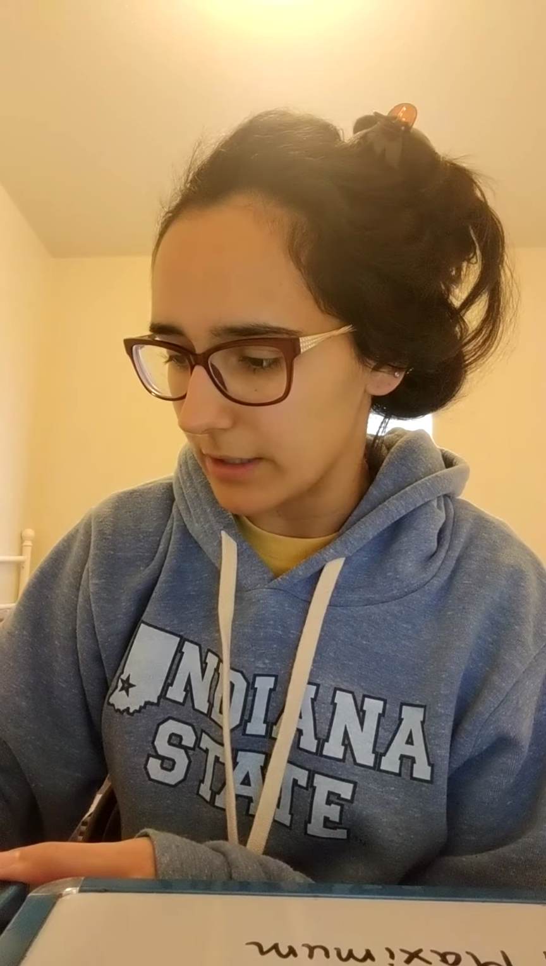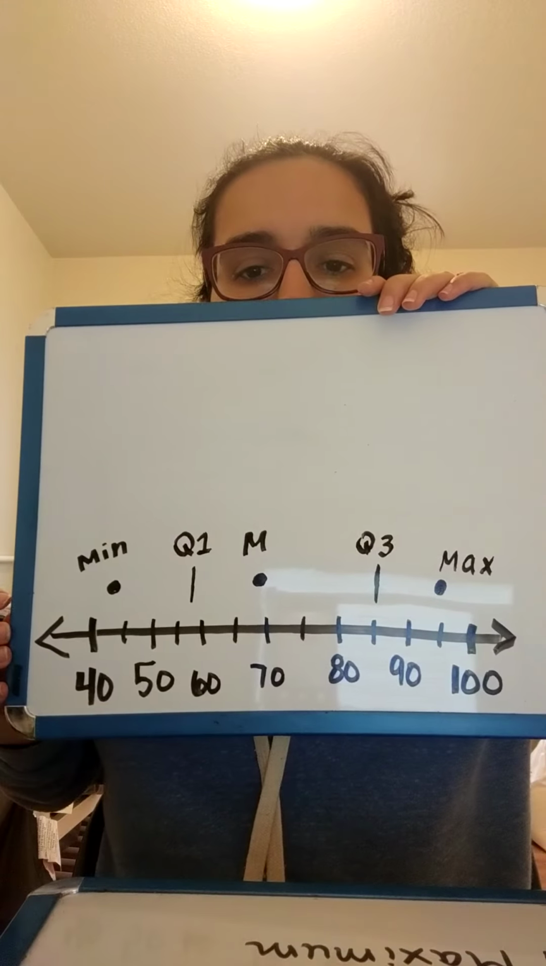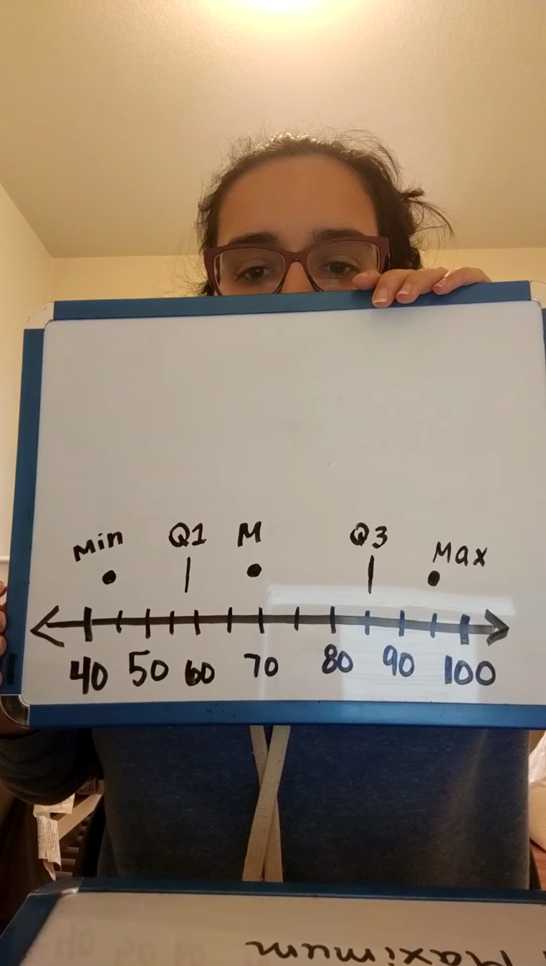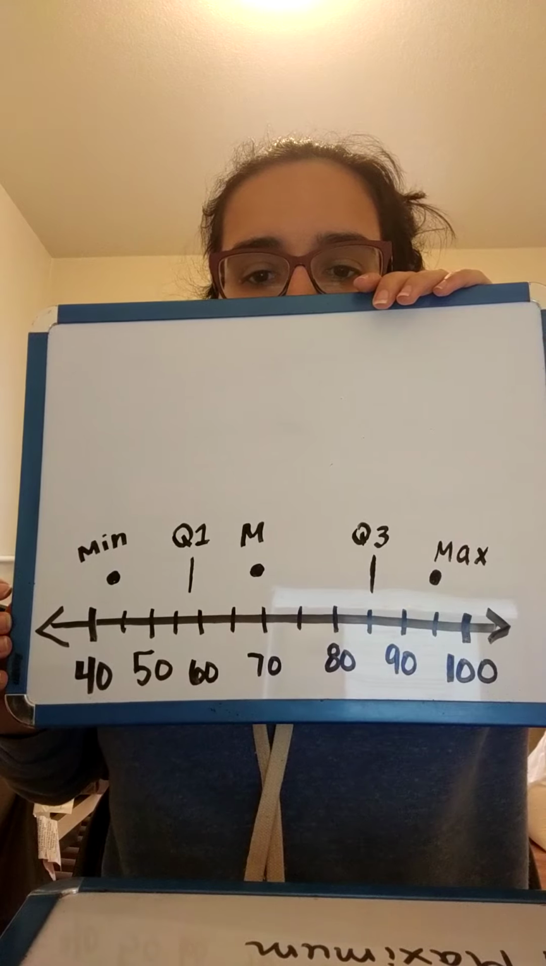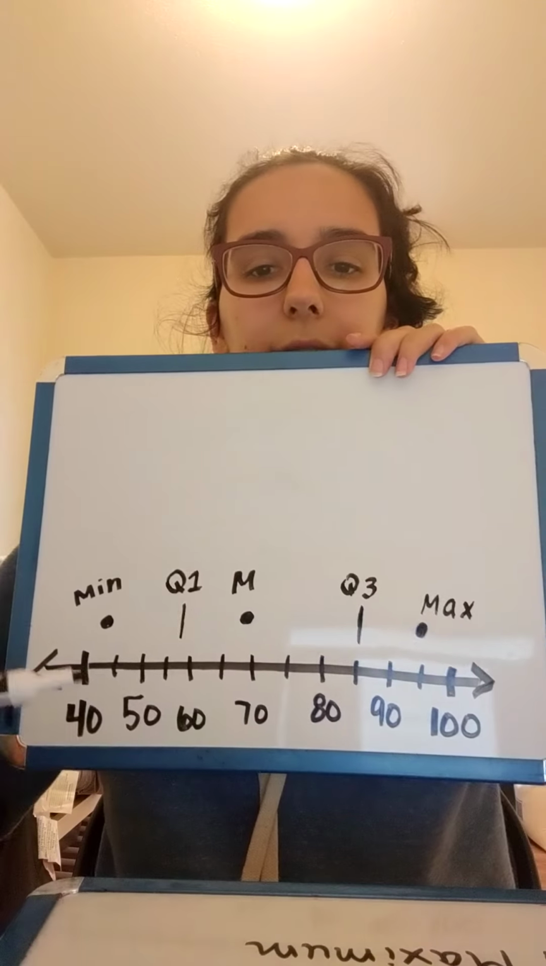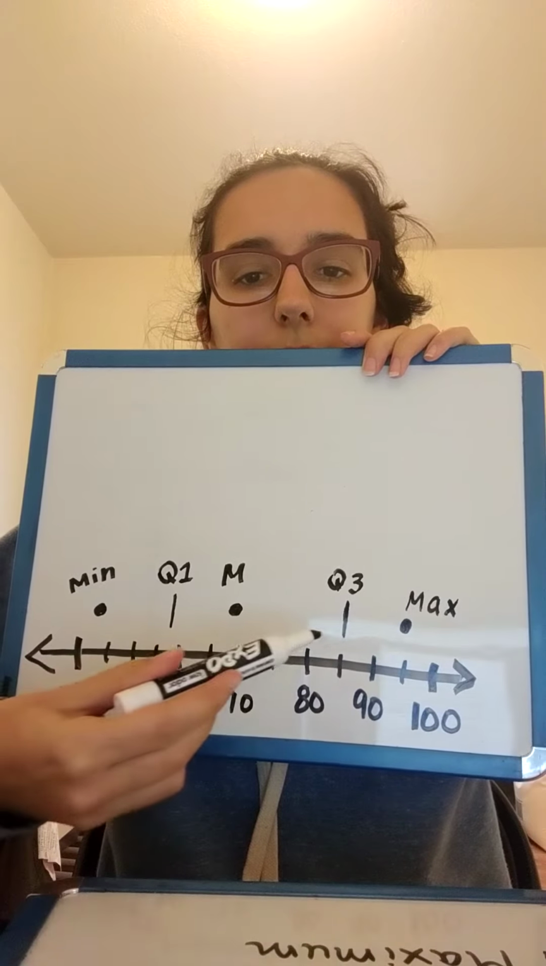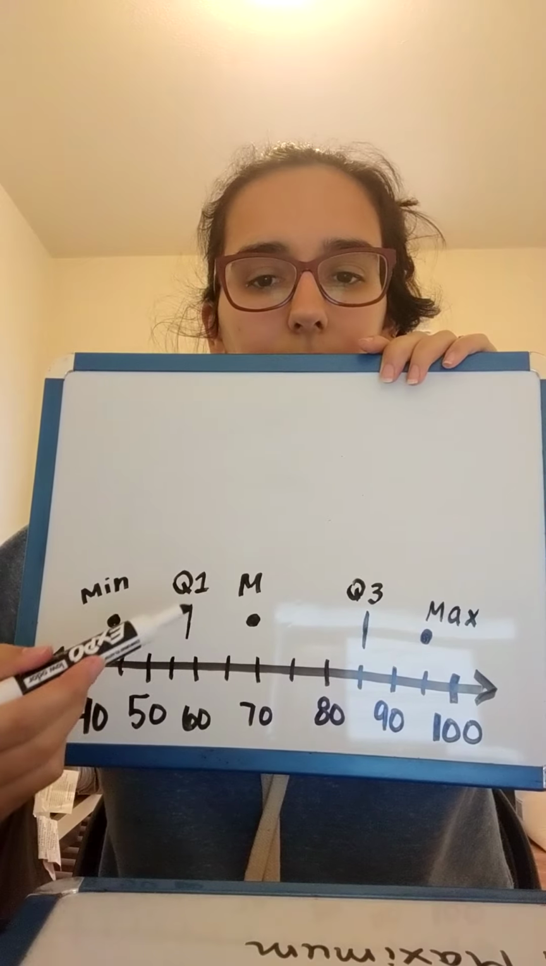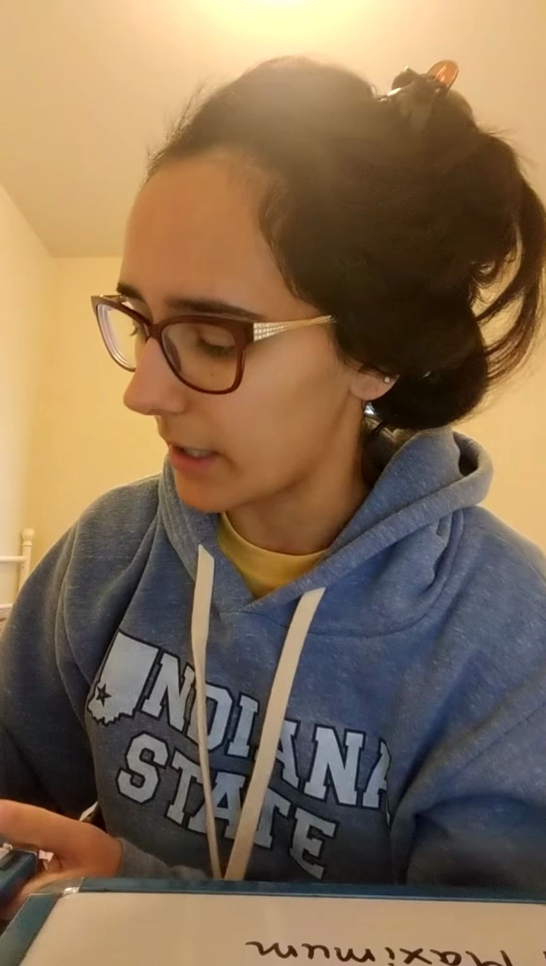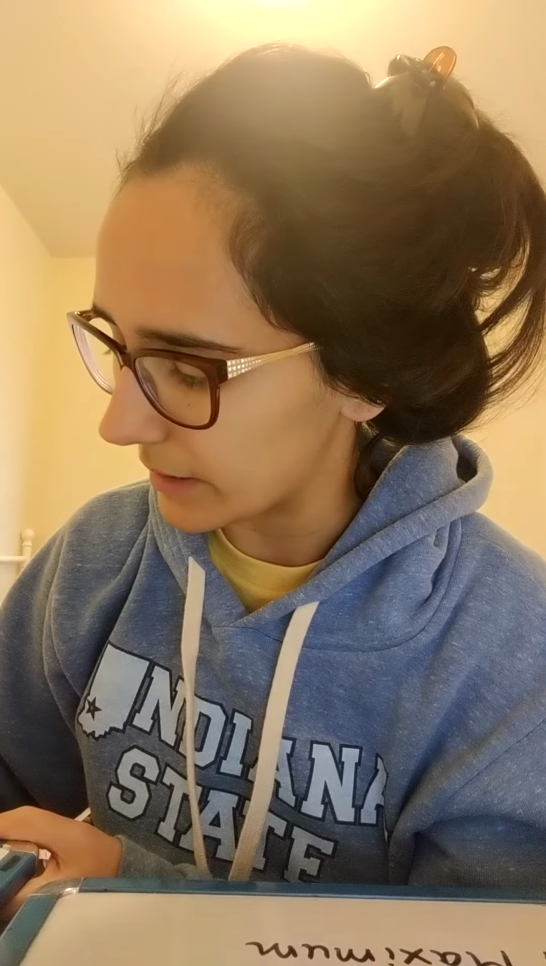And I always label them too. Labeling everything is really important. Okay, so here's what we have. Quartile 1, quartile 3. And now we're going to connect quartile 1 and quartile 3 to make our box, right? So I'll show you where the box is and where the whiskers are, and that's why it's called a box and whisker plot.